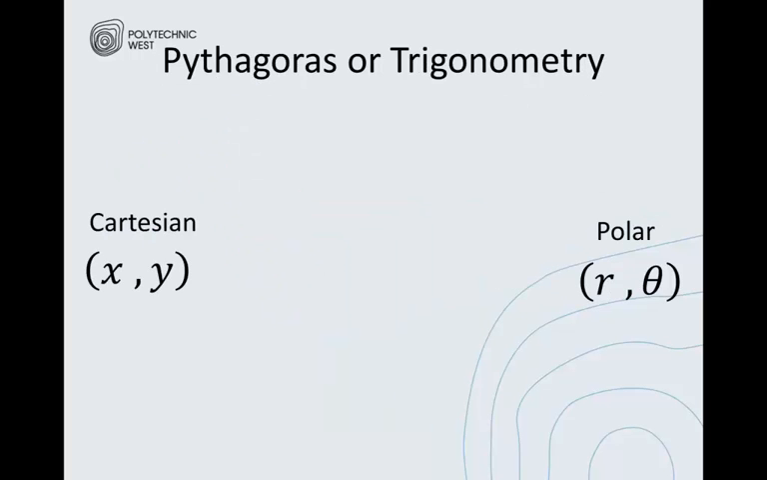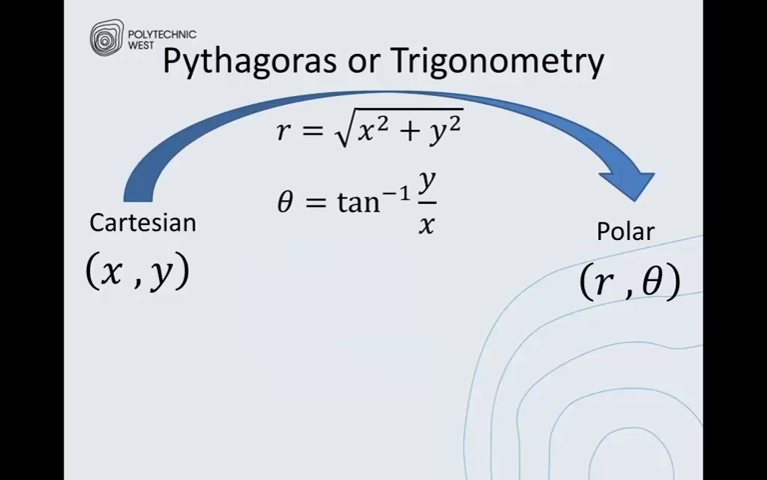So, in conclusion, we have Cartesian coordinates, x and y, which is how far across and how far up. Polar coordinates, r and theta, which is how far away and at what angle. To go from Cartesian to polar, the r we can get from Pythagoras. The theta we need to use an inverse tangent function, which we're going to learn about in a future lesson.